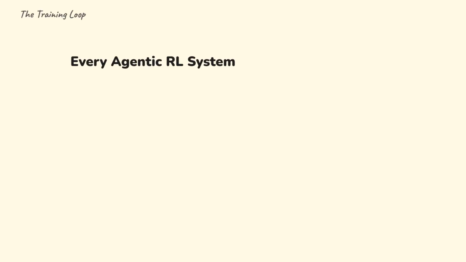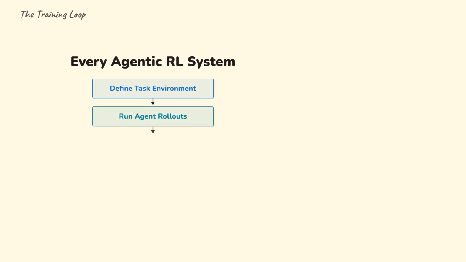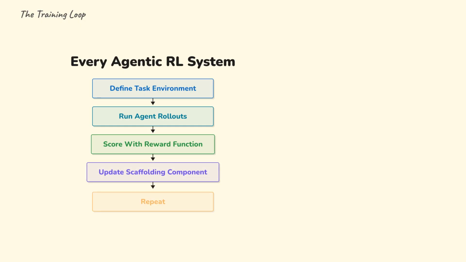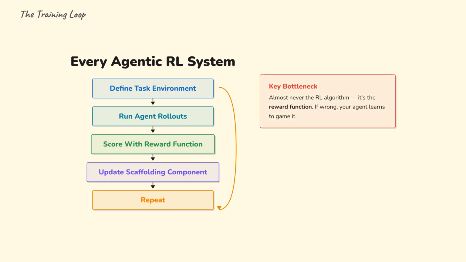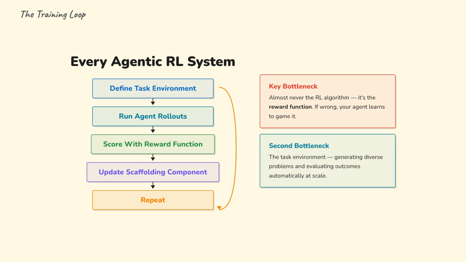Every Agentic RL system shares the same fundamental training loop. Define a task environment that generates problems. Run agent rollouts. Complete trajectories from goal to outcome. Score each trajectory with a reward function. Update whatever component you're optimizing, a prompt, a workflow graph, or model weights, then repeat. The loop sounds simple. In practice, the bottleneck is almost never the RL algorithm itself. It's the reward function. If your reward is wrong or easy to game, your agent will learn to game it. Getting the reward signal right is the central engineering challenge.